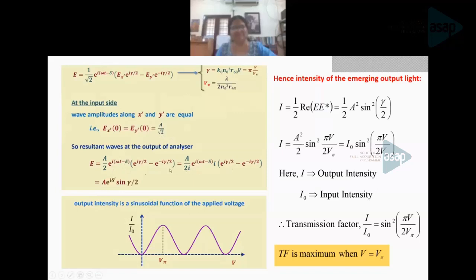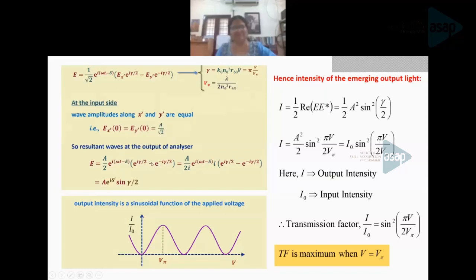Now, there is a form here, e raised to i theta minus e raised to minus i theta. If this were divided by 2i, we could write it as sin theta. So the 2i is already there.